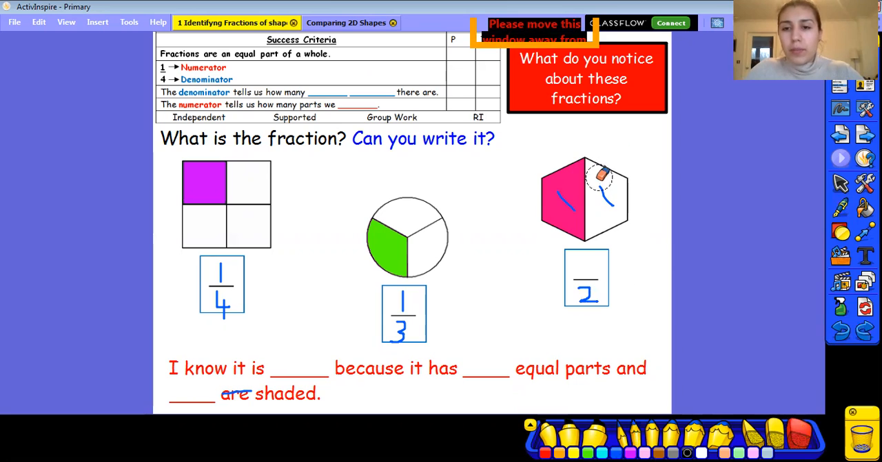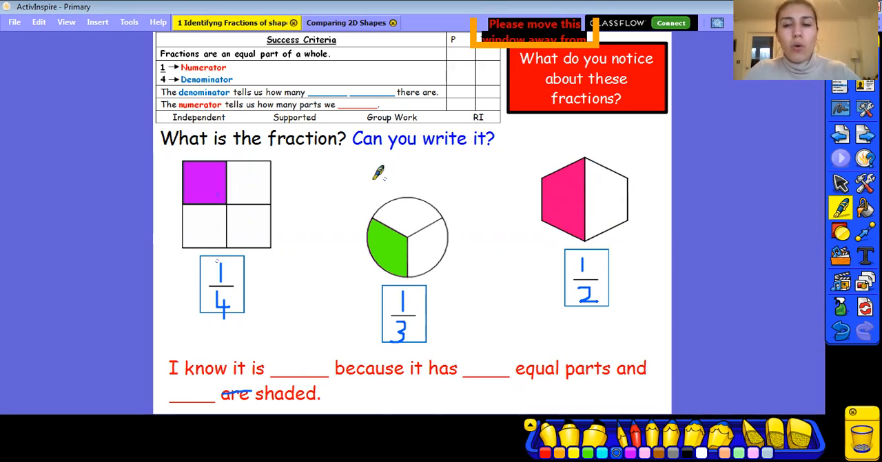How many of those parts are shaded? The numerator tells us how many parts we have. So how many are shaded? 1. So that goes on the top. When my denominator is 2, we say that we have got 1/2. Well done if you said that. So 1/2 of this shape is shaded. I know it is 1/2 because it has 2 equal parts and 1 is shaded.